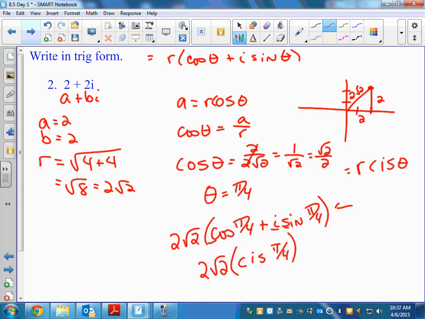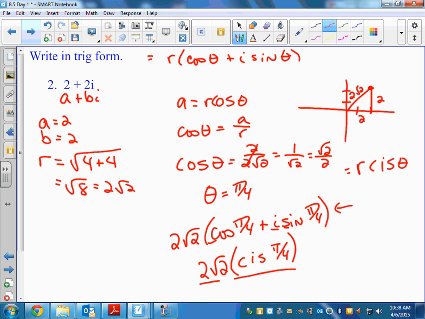I like this form better because this, if you worked this out, would give you 2 plus 2i. If you took 2 square root of 2 times cosine of pi fourths, you would get 2, the square roots would cancel out. And if you took sine of pi fourths times 2 square root of 2, you would get 2, and then you would have that i there. So they're equivalent. One just has trig in it and one doesn't, and that's why it's called trig form. But it seems like this is what they want in this silly class.